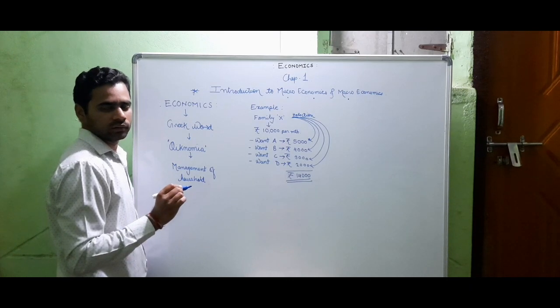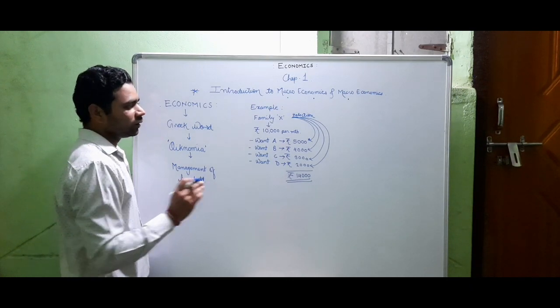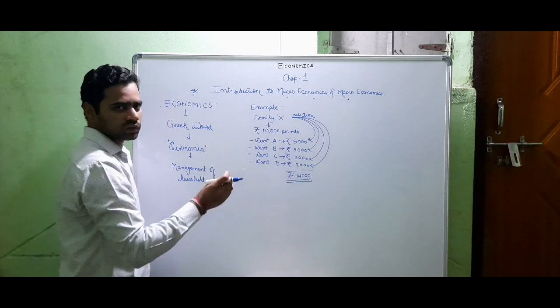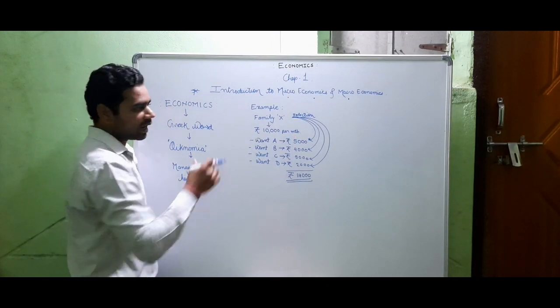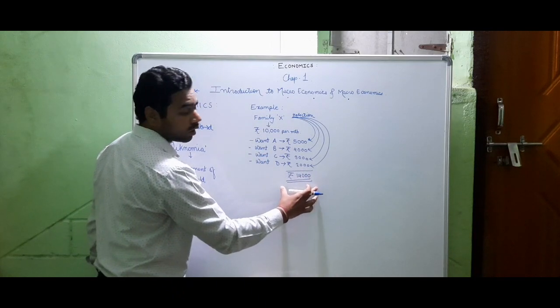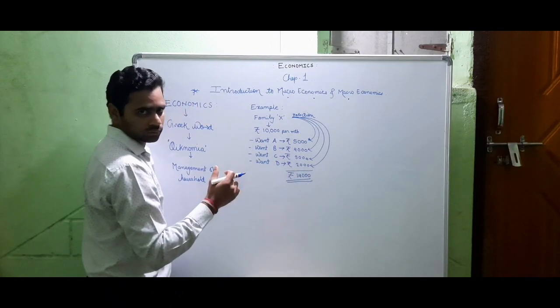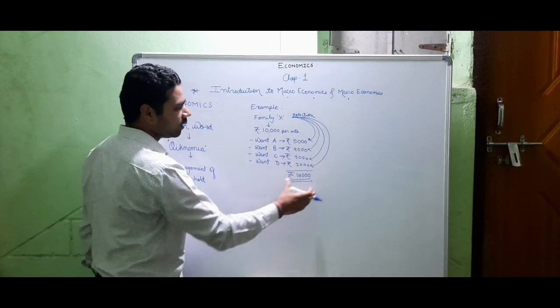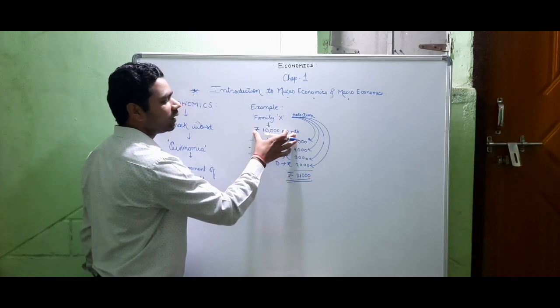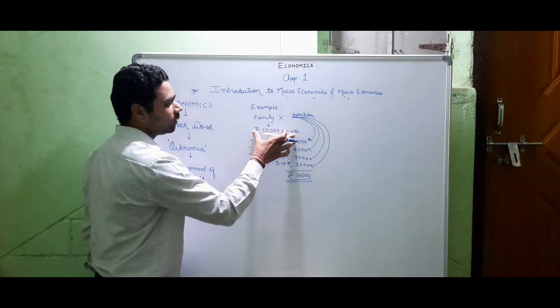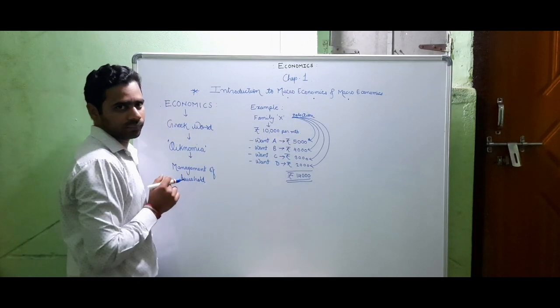Okay, fine. Why are they required to make a selection? Because they have limited income and their wants are more, or we can say that they are more in number than the actual income which they have.